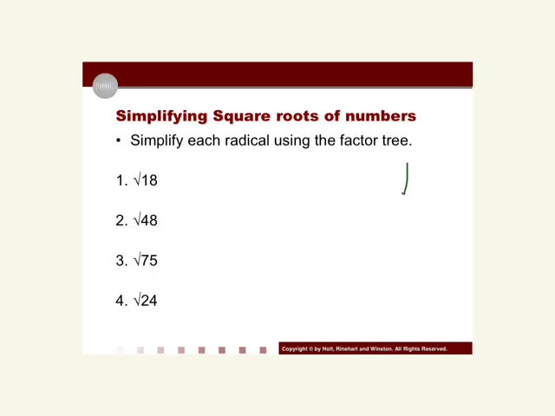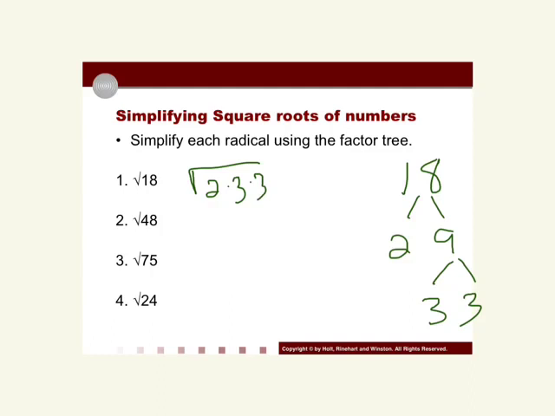Well, if we made a factor tree for 18, 18 would be the same as 2 times 9, and then 9 would be the same as 3 times 3. So the square root of 18 is the same as 2 times 3 times 3. Now, if you have 2 of a factor inside the square root, that pair can come out as just a single digit, because remember, a square root cancels out a square. So 3 times 3 is the same as 3 squared, and the square root of 3 squared would just be plain old 3. So the square root of 2 times 3 is actually written as 3 radical 2.